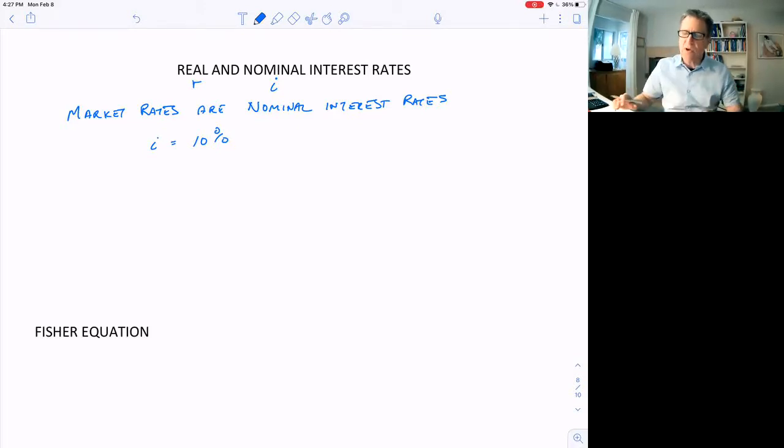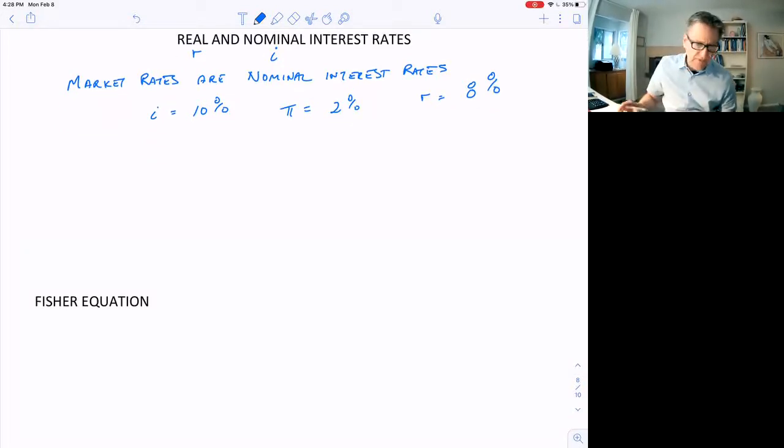So let's say you loan somebody money at 10% and the inflation rate is 2%. Well, now prices are higher when they pay you that money back. So you're going to be able to buy more with it, but not as much. And the real interest rate that you're getting, because there's inflation, is only 8%. Got to subtract off the 2% inflation.